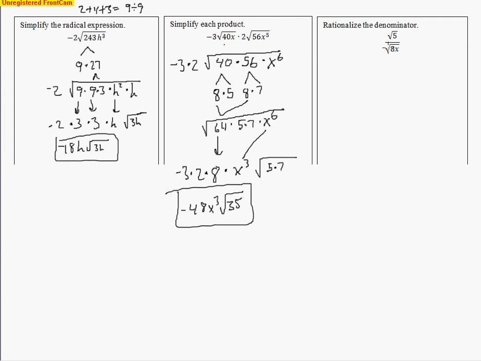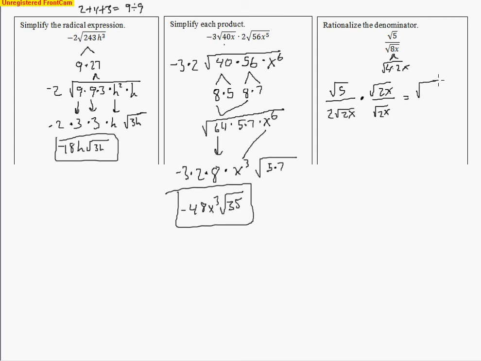Looking at our last one here, we need to rationalize the denominators. So the first step is to simplify this. And I see 8 has a perfect square in it. 4 is that perfect square. So I'm going to simplify this down to the square root of 5 times 2 square roots of 2x. And so now I'll multiply by that factor of 1. We're going to treat 1 as the square root of 2x over the square root of 2x. I do that to make a perfect square in the denominator, because that's what we want to do. Rationalize. Get rid of any radical sign in the denominator is what that means.